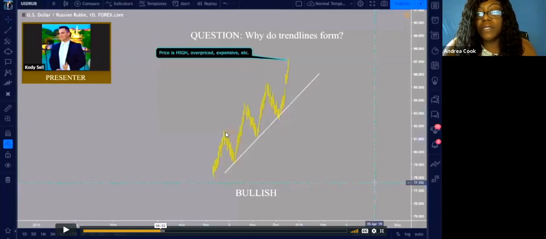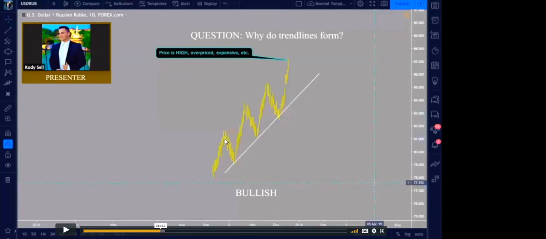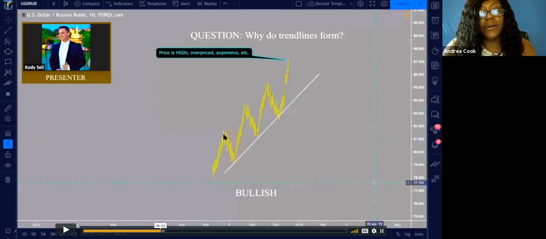Remember those pivots that I taught you how to put on your trading view? This is an example of that. As price went up, it made a higher high. Remember that price moves in waves. So when it goes up, it has to come back down, right? We learned that yesterday too.